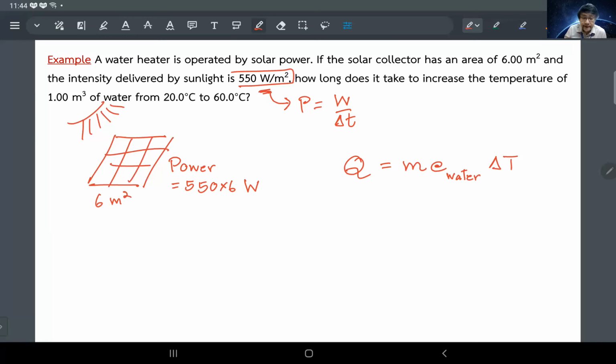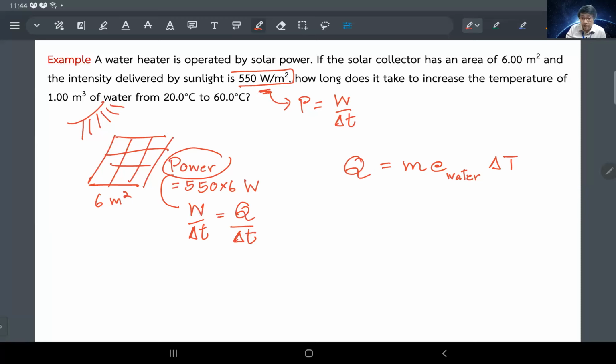Okay, looks good. And how you're going to get that heat is going to come from the power from the solar panel. But power is just the energy per unit time, and the energy we are talking about right now is the amount of heat that you want to transfer to the water. So that amount of energy, or the work done in mechanics, is just the energy that we want to transfer to the water. So we're going to name that W to be Q divided by delta T.